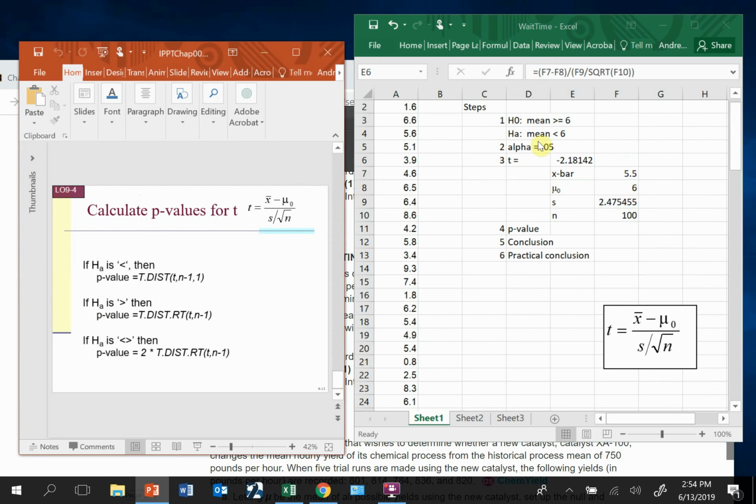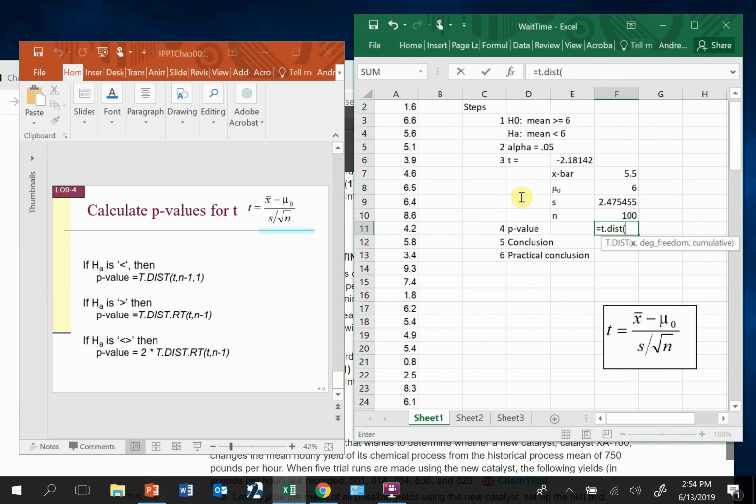Then I go down to calculate my p-value. Since this alternative hypothesis is a less than, we're in this world. So you calculate your p-value by going equal T.DIST, grab your t-stat that you just calculated. Your degrees of freedom is the sample size minus 1 and the last argument's 1. There's your p-value. Now you can compare your p-value to alpha. And so since the p-value is less than alpha, you reject the null hypothesis.